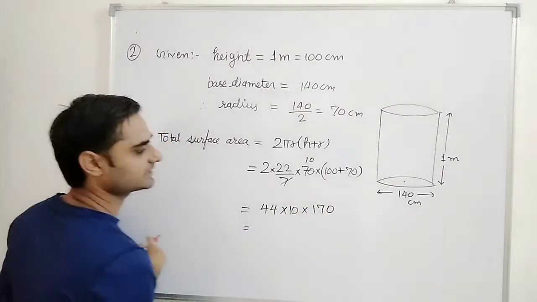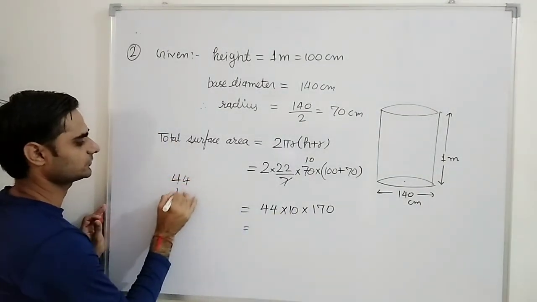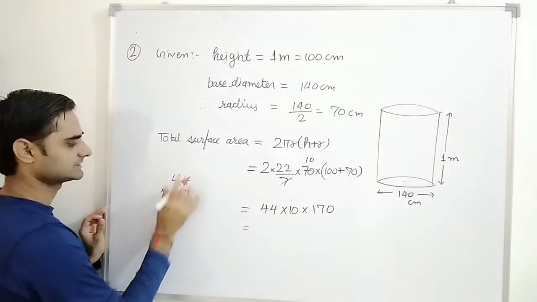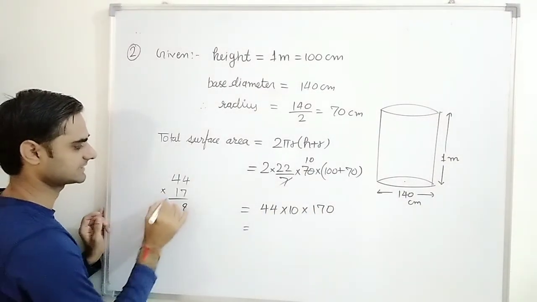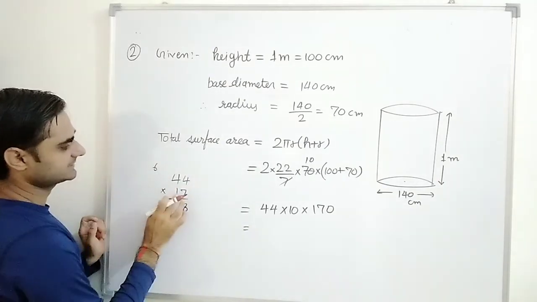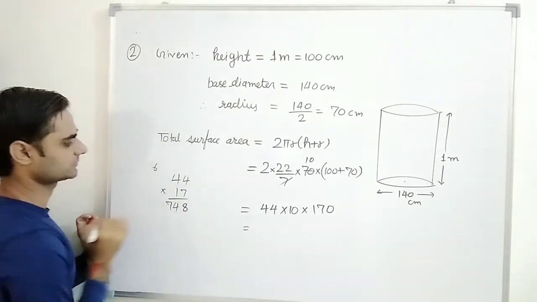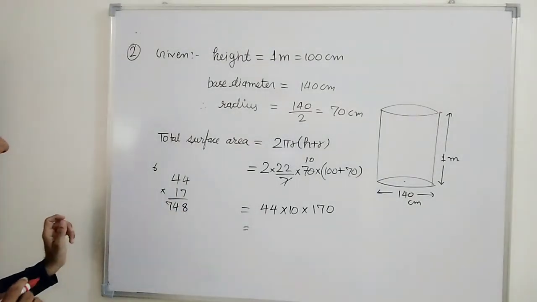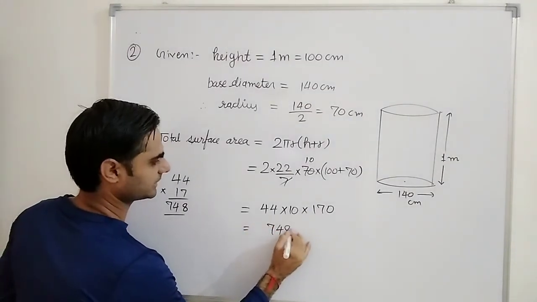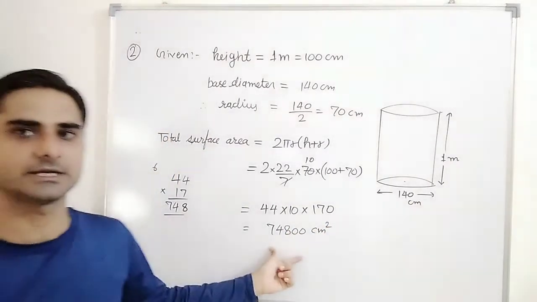So can we multiply this? So what will come? Just multiply this 44 multiply by 17. Then we will put 2 zeros. 7 times 4 is 28, 17 times 4 is 68. Then carry 6. 68 plus 6 equals 74. Okay. So this will be equal to 74800 square centimeter. This much of sheet we need.